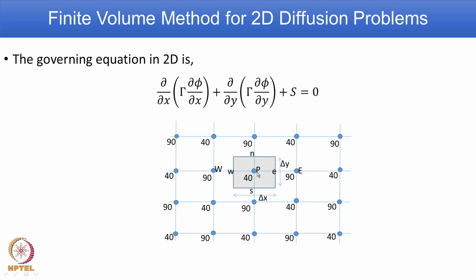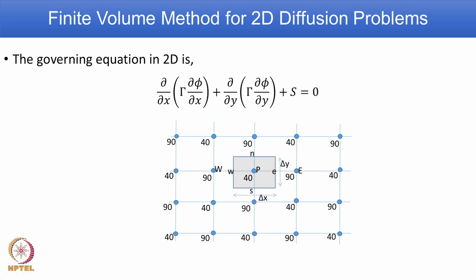P is the point of interest, or node of interest, and you construct a control volume around that node. Now, in 2 dimensions, you have a delta y as well as a delta x defining the size of the control volume. To the node of interest P, on the right side you have an east node, on the left side you have a west node. In addition, you have one node on the north and one node on the south.